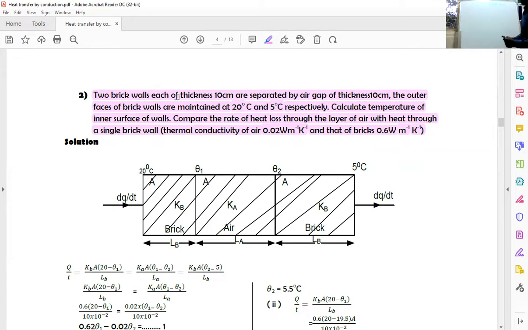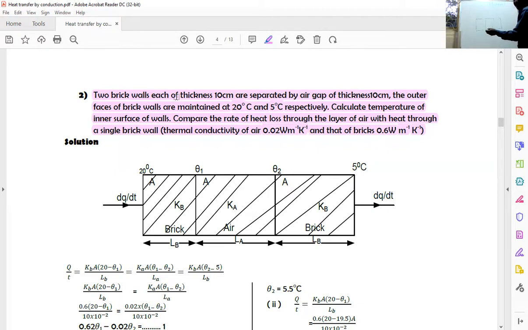Allow me to first sketch out this diagram. Here we have a brick wall. The wall has two bricks, the inner surface and the outer surface, but within this brick wall there is another layer. There's a layer which is separating the two bricks. So it therefore forms three layers.